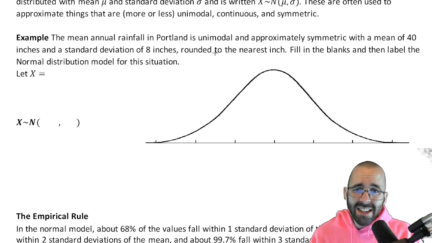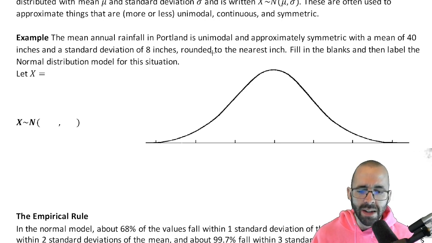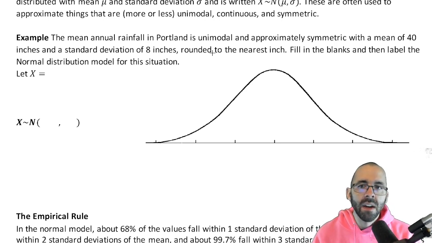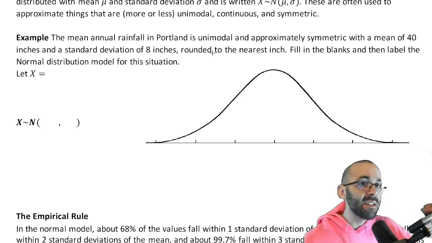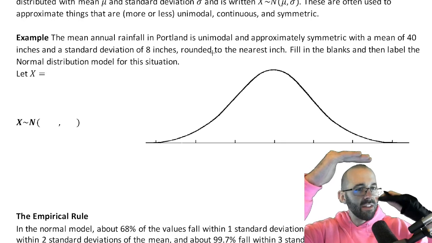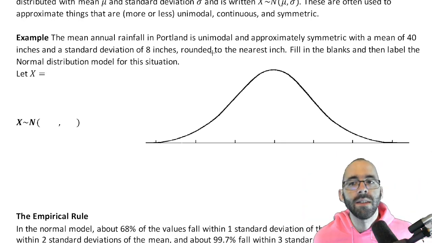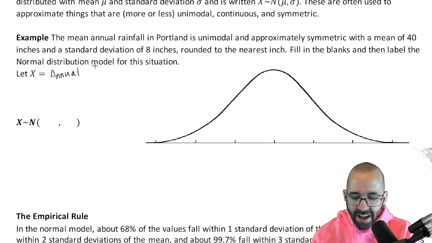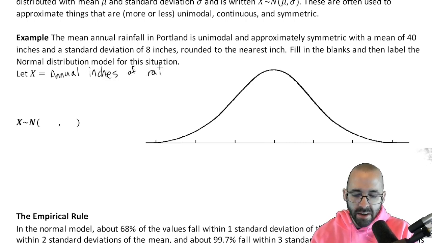Okay, technically for rounding to the nearest inch, we have discrete data, but we're just doing that to clean things up. Actual rainfall is continuous data, right? You can have 3 inches of rain, you can have 4 inches of rain, and you can have every number in between. So we're going to say let X be the annual inches of rainfall in Portland.